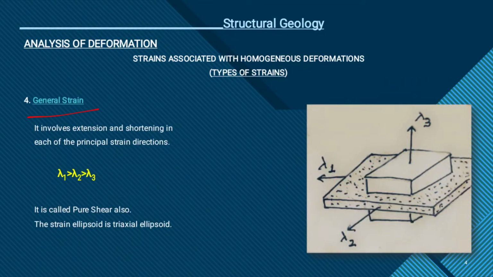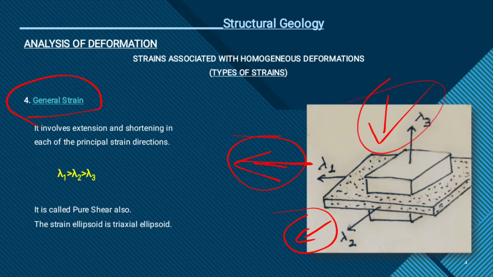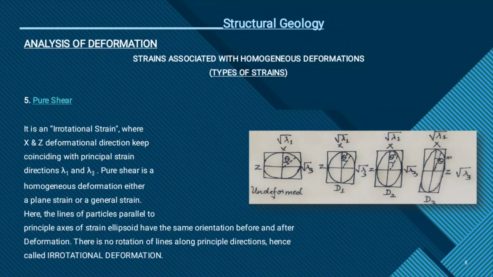Next will be general strain. Here all axes are extended or shortened. Lambda 1 is the most extended, lambda 2 is intermediate, and lambda 3 is shortened. So lambda 1 is greater than lambda 2, which is greater than lambda 3. It is a triaxial ellipsoid also.